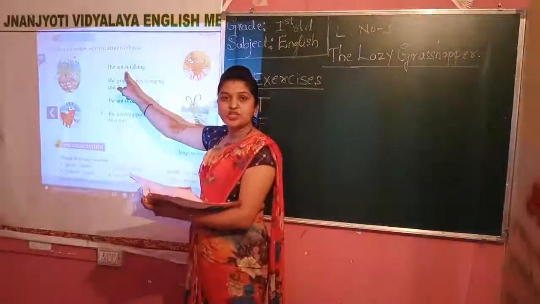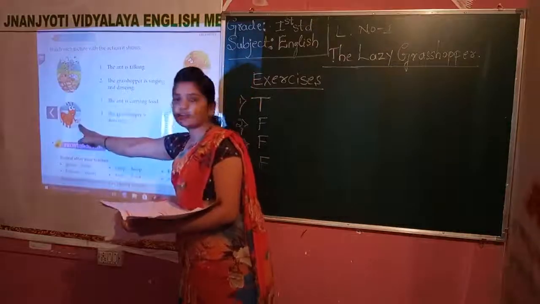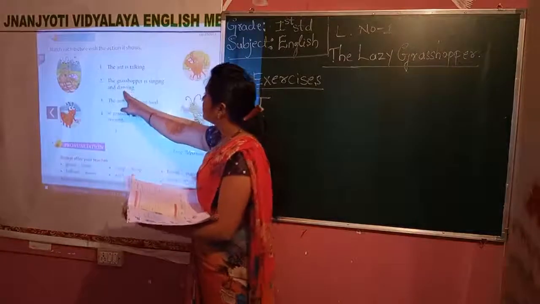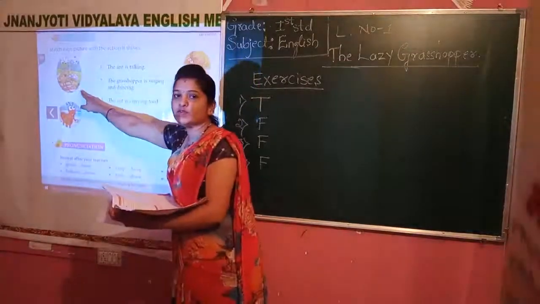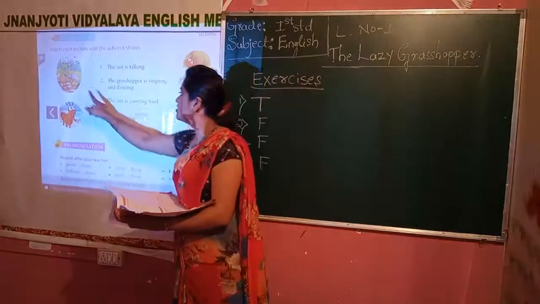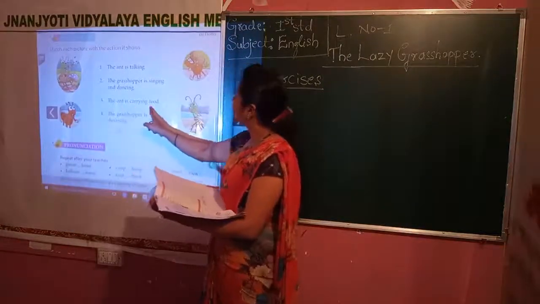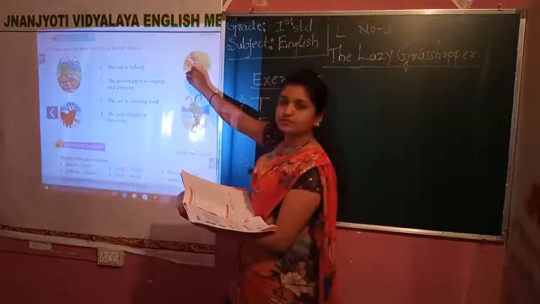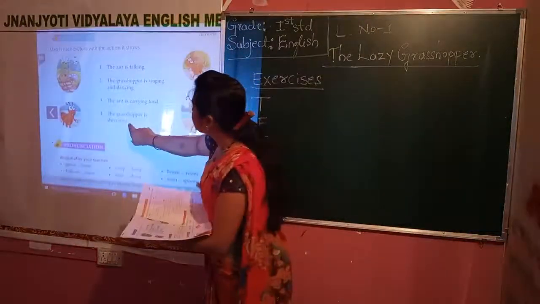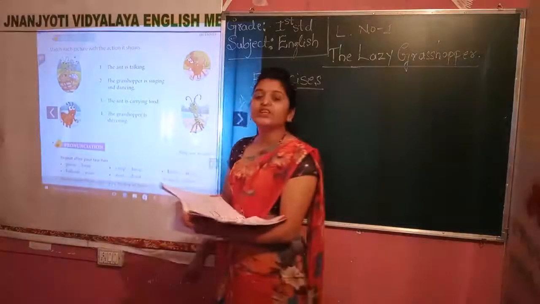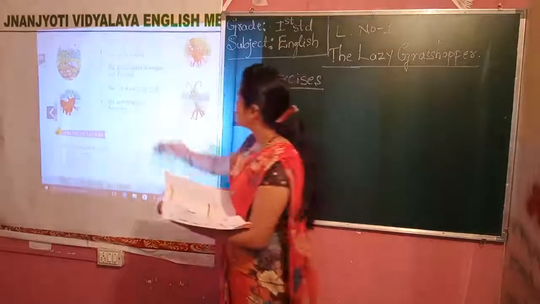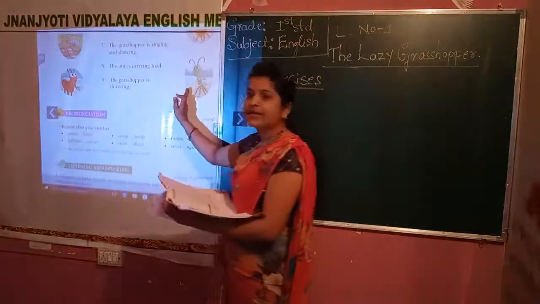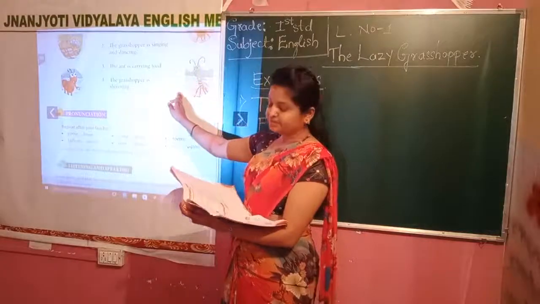Next, the ant is talking. First one, where do you have to match? Here, the ant is talking. First one, match it to this picture. Second one, here. The grasshopper is holding a guitar. You have to match it to this picture. Next, third one, the ant is carrying food. Here, this picture. You have to join the line from here to here. Next, the grasshopper is shivering. During winter, the grasshopper was shivering. So, you can match it over here. From here to here, draw a line.